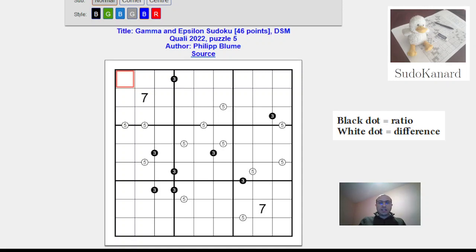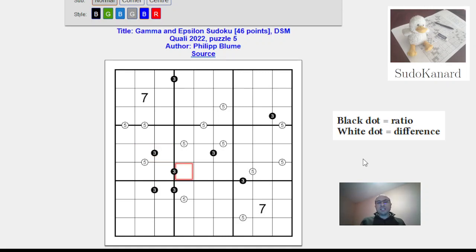Recently there was the qualifying round for the German Sudoku Championship, that's DSM, Deutsche Sudoku Meisterschaft, and I've chosen to solve on video a few puzzles of them. I've chosen to begin with this Gamma and Epsilon Sudoku by my friend Philipp Blume. So the rules are simple. On top of the usual Sudoku rules, you have white dots, which give the difference between the two digits, and black dots, which give the ratio between the two digits.